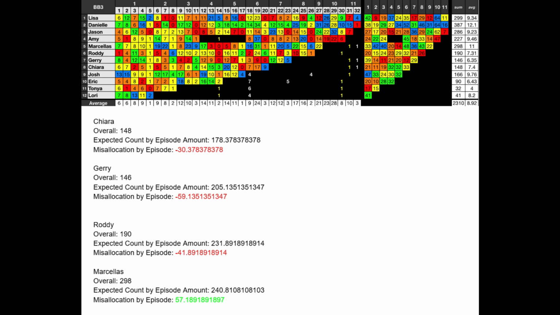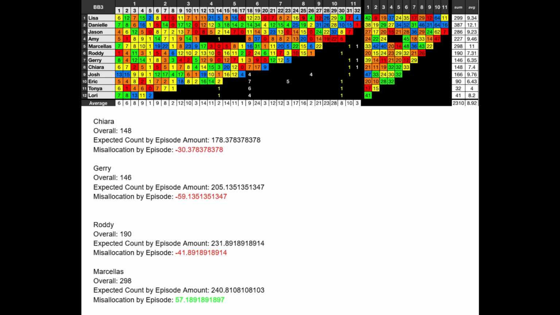Jerry has an overall diary room count of 146, and his expected count by episode amount is 205, meaning that his misallocation by episode is negative 59. So this is the largest number so far, even beating Monica's negative misallocation amount, so he's severely under edited.